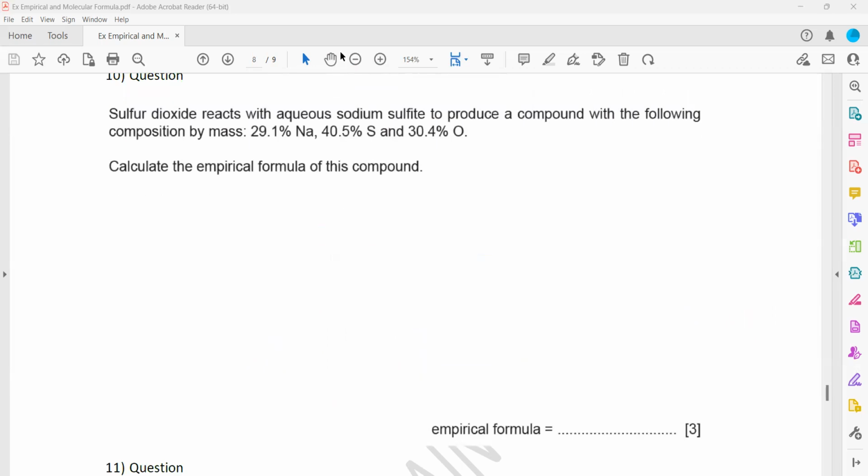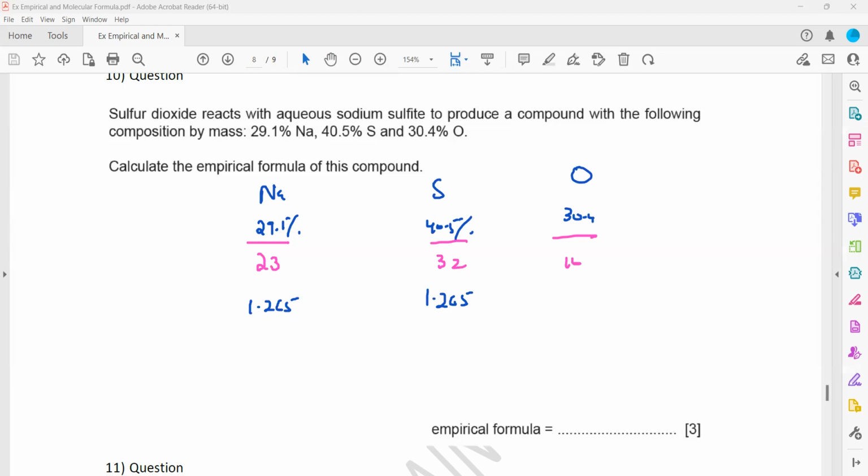Sulfur dioxide reacts with sodium sulfide to give a compound which has 29% sodium, 40.5% sulfur, and oxygen which is 30.4%. Step 1, divide by atomic mass. Sodium is 23, sulfur is 32, oxygen is 16. The first one is 1.265. The second one is 1.265, it's the same. And the third one is about 1.991.